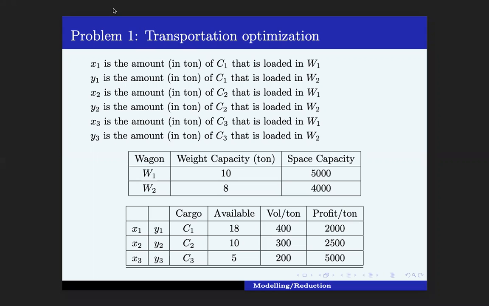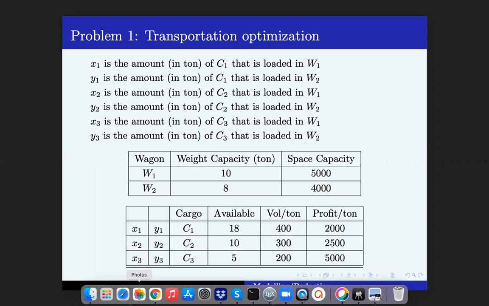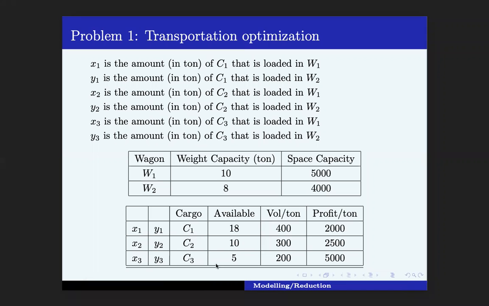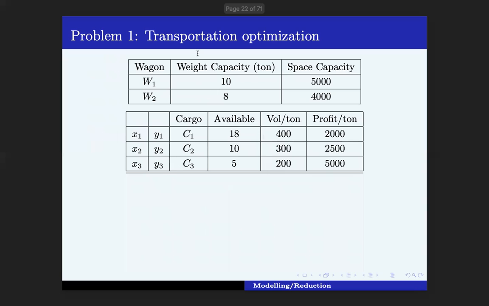Sorry. So x1, x2, x3 are the quantity of cargo C1, C2, and C3 that are loaded in cargo wagon 1, and y1, y2, y3 are the amounts of cargoes loaded in wagon 2. Now you can write this whole thing very easily, right? What is it that we have to guarantee? First, let's write the weight constraints. What do we want to optimize?